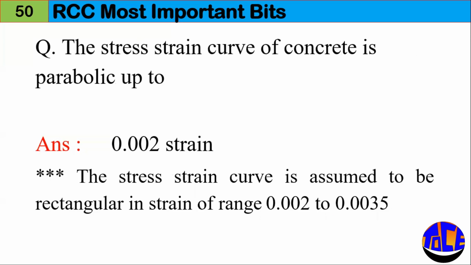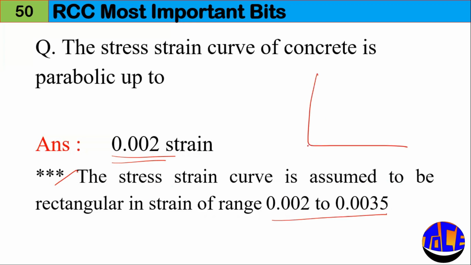Question number 50. The stress strain curve of concrete is parabolic up to 0.002. Up to 0.002 strain, you will have the parabolic variation. And try to remember this also: the stress strain curve is assumed to be rectangular in the strain range of 0.002 to 0.0035.